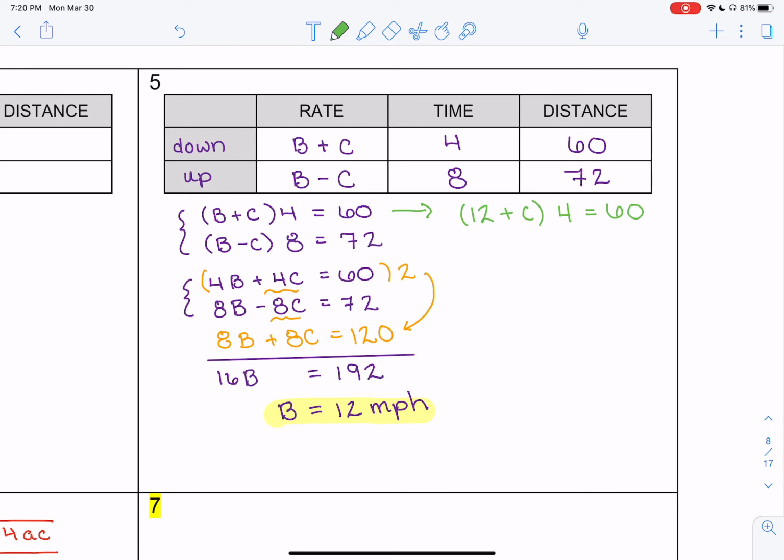Okay, I actually could have used it after I distributed. Either way is fine. So 4 times 12 plus 4 times C. And then I'm going to subtract that 48 to the other side. I get 4C equals 12. Divide both sides by 4. And I get the current is 3 miles per hour. So those are the two solutions for question 5. Good luck.